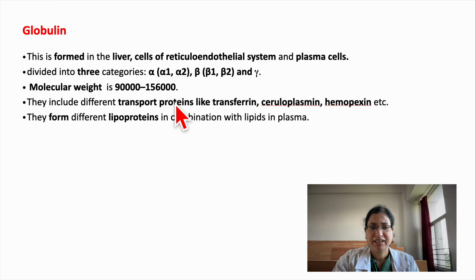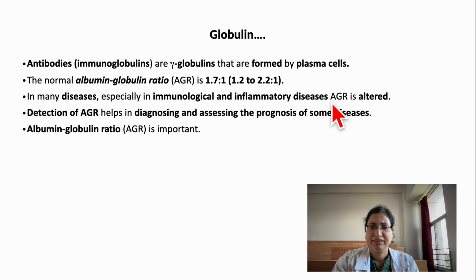They include different transport proteins like transferrin, ceruloplasmin and hemopexin. They form different lipoproteins in combination with lipids in plasma. So these are the functions of globulin. It will help in the transportation of iron, so it is called transferrin, and ceruloplasmin and hemopexin.